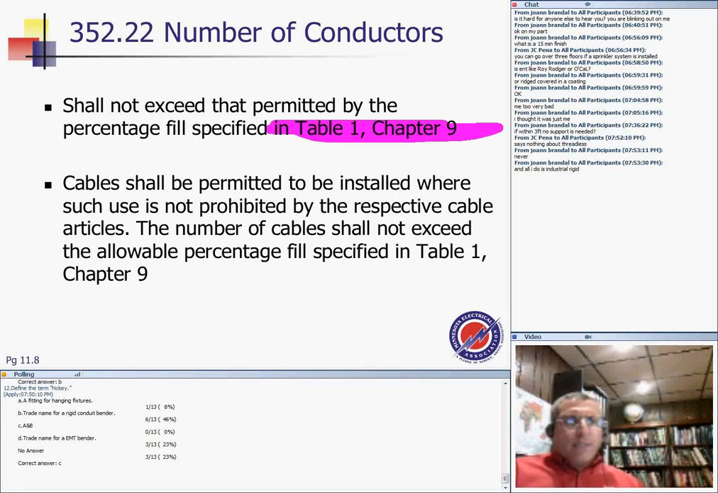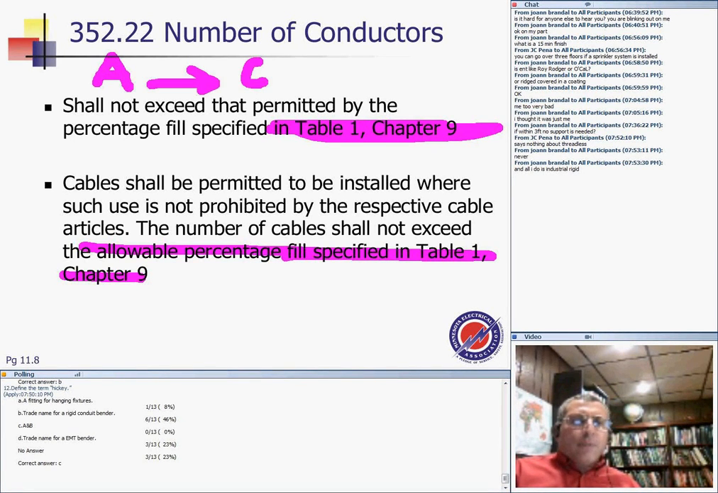Conductors, guys, how many conductors can fit? Always from table number 8. And for multi-conductor cables, how many cables? Always from table 1, chapter 9. Any questions, my friends, about how many conductors you can fit in this? NEC, well, if all the conductors are the same.